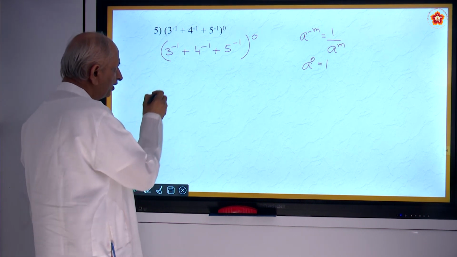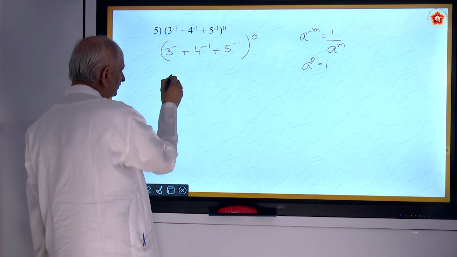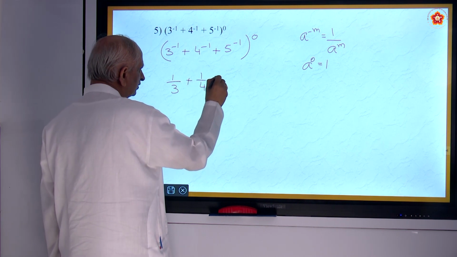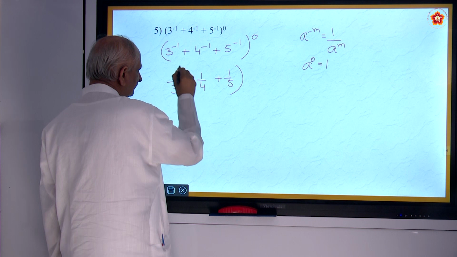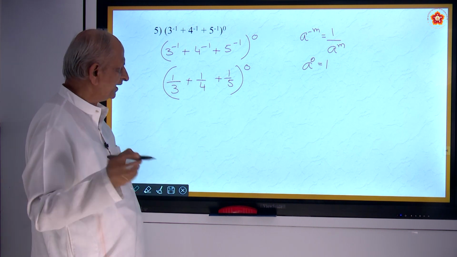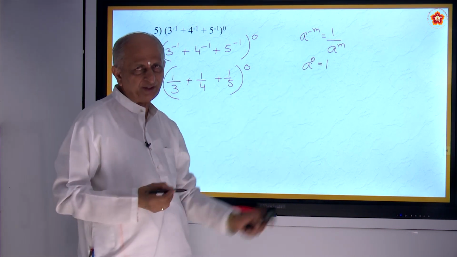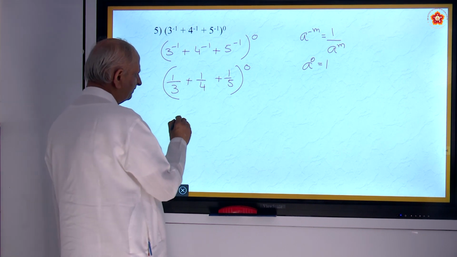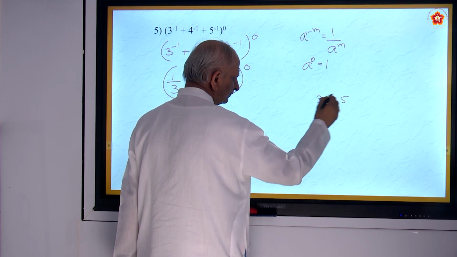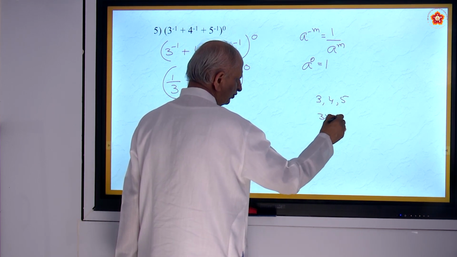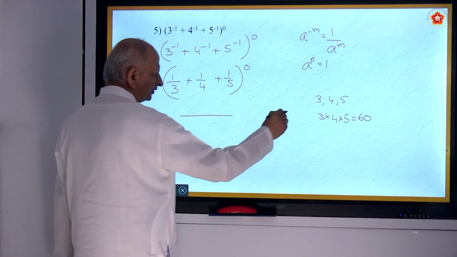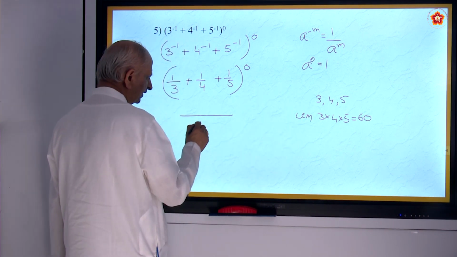Okay. Now, how do you write it? 3 to the power of minus 1 means 1 by 3. This is 1 by 4. This is 1 by 5, to the power of 0. You can write it directly. Anything to the power of 0 is 1. We know it. But for calculation purpose, take LCM. What is the LCM of 3, 4, 5? It is 3 into 4 into 5. No common factor. That is 60. So, LCM is 60. Take LCM 60.